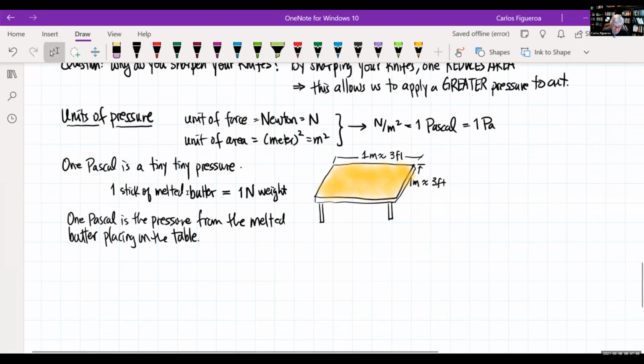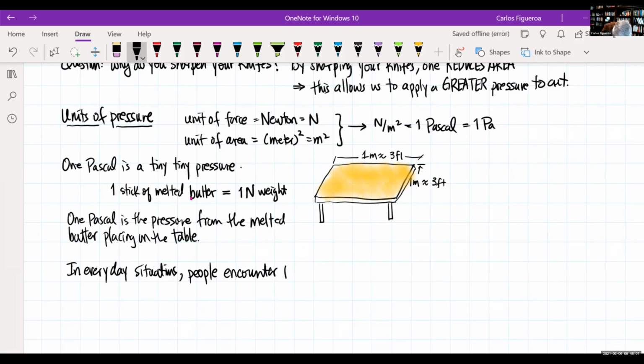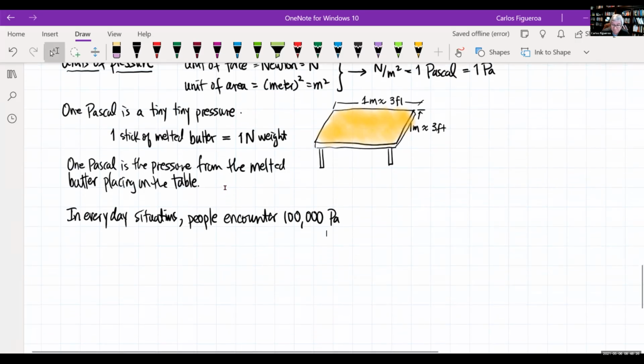So in everyday situations, people encounter hundreds of thousands of pascals. So we do not deal with 1 or 2 or 3 pascals. We deal with hundreds of thousands of pascals. And this is the reason why.